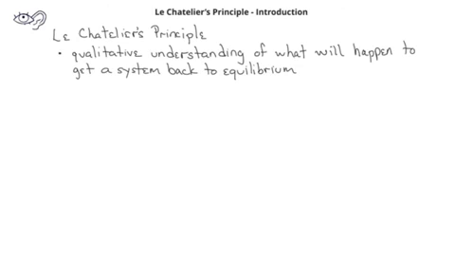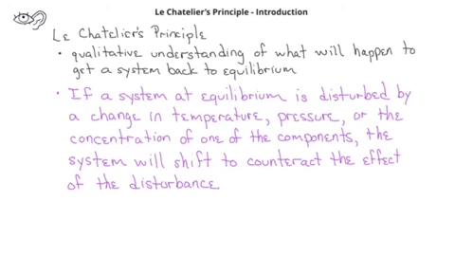We'll use Le Chatelier's principle to help us understand in a qualitative way what happens when a system is no longer at equilibrium. In short, Le Chatelier's principle says the following. If a system at equilibrium is disturbed by a change in temperature, pressure, or the concentration of one of the components, the system will shift to counteract the effect of the disturbance.